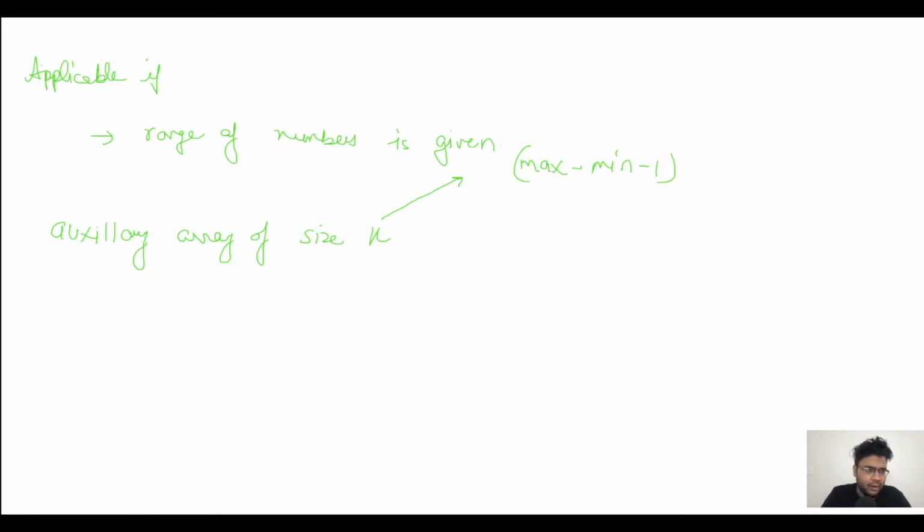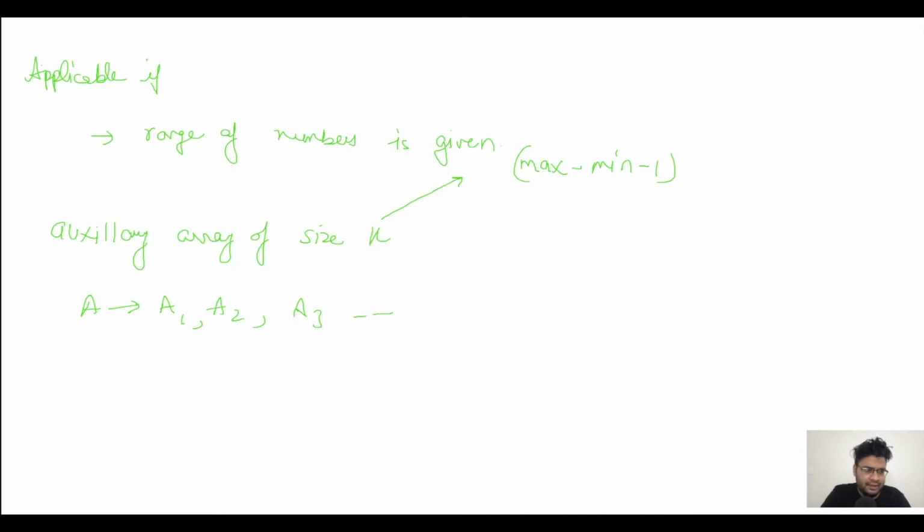Okay, so we create an auxiliary space of size k, and then we go through the array again, whatever array is given to me. If array is given to me like a1, a2, a3 and so on, I will go through this array one by one and increment the corresponding value in the auxiliary array.